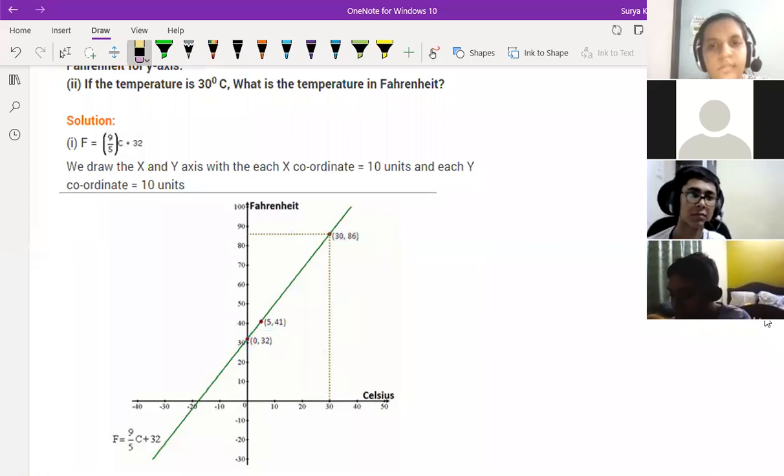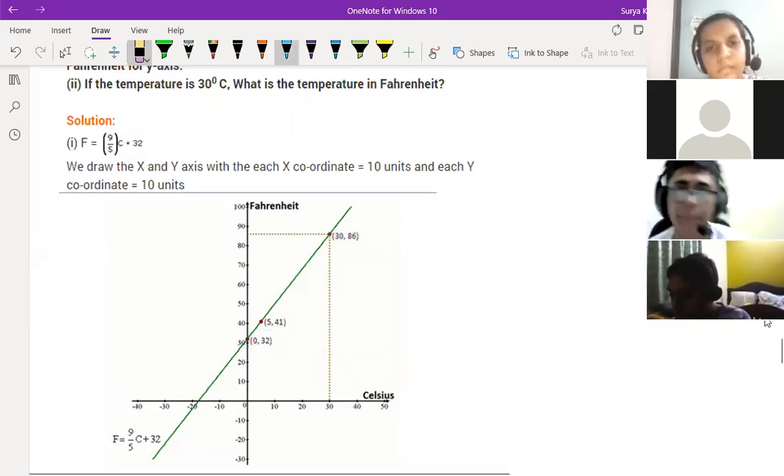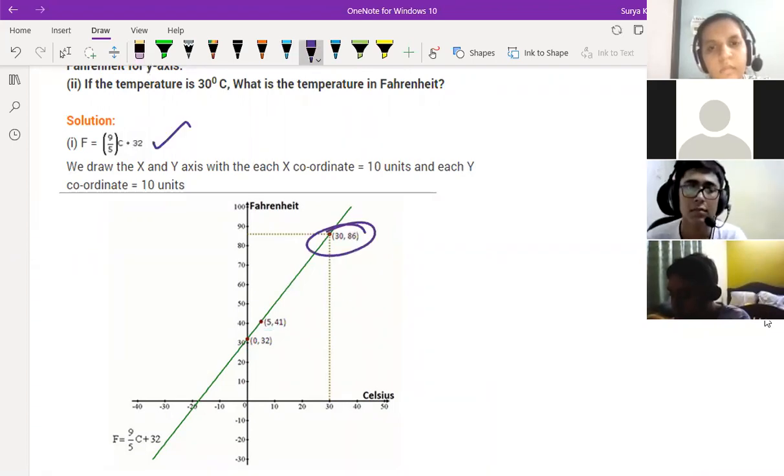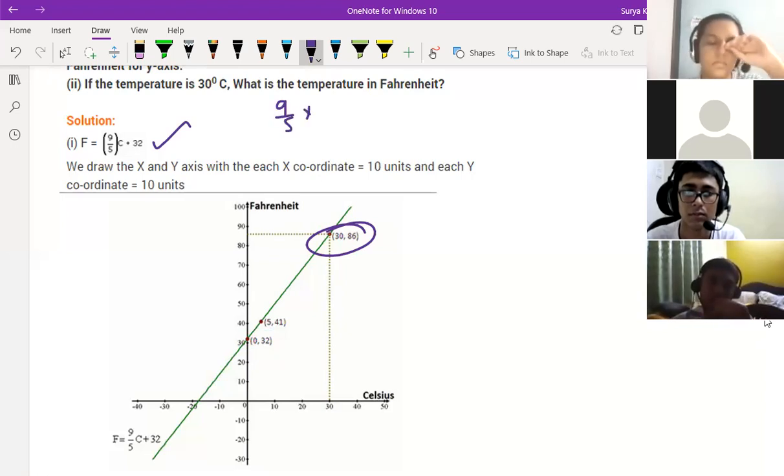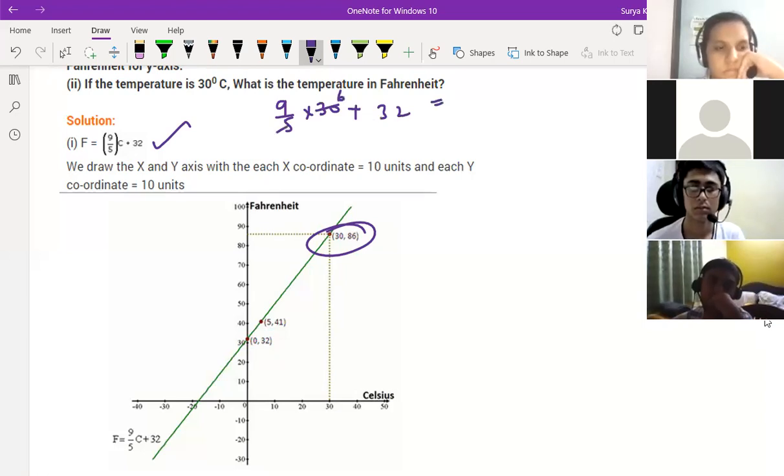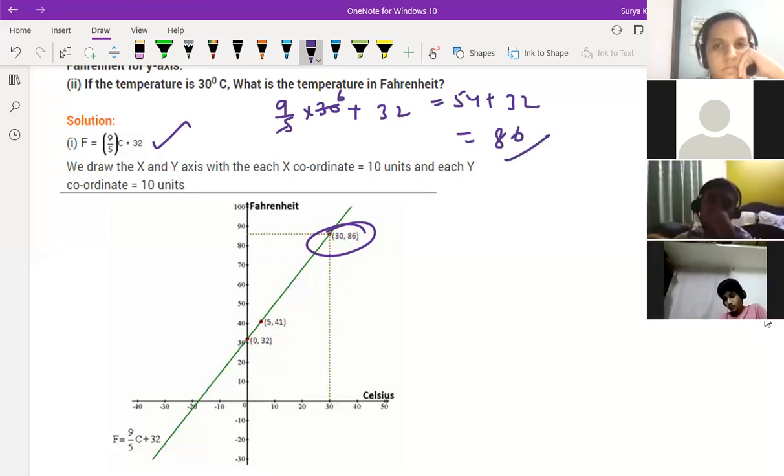So 30, obviously if you put, you'll get the answer. And if you are having doubt, you can solve this and both should match. That is for sure, okay? So if it is not matching correctly, you just put here 9 by 5 into 30 plus 32. So 5 6s are 30, the 54 plus 32. You should get what? 86. So see, 86 we are getting. Correct, no? So by both the methods, you'll get the answer.